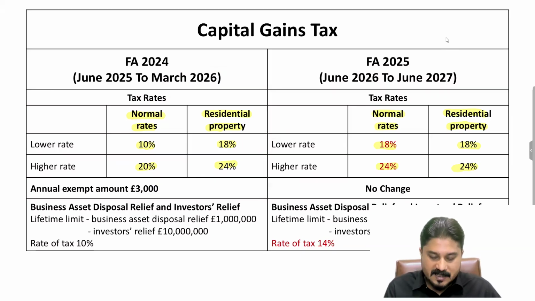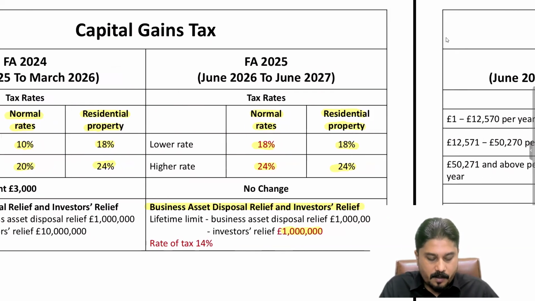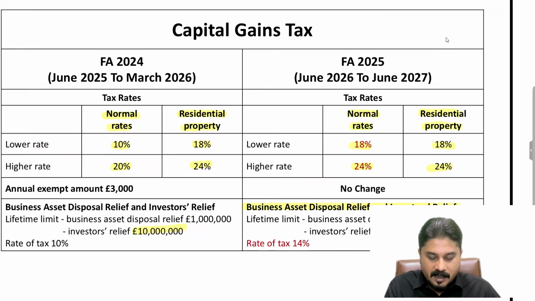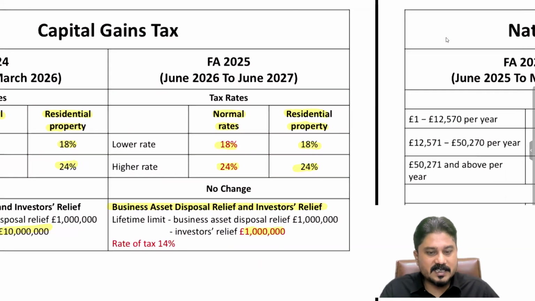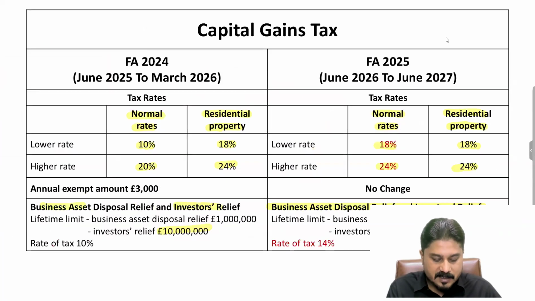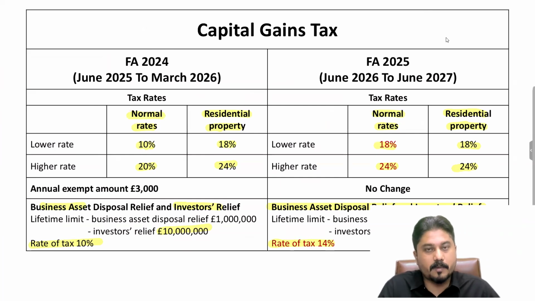With respect to the business asset disposal relief and the investor relief, the annual limit is changed from 10 million to 1 million. Previously it was 10 million. Now the investor relief limit is changed to 1 million. And for both these, the previous tax rate was 10%, but now for BADR and the gains qualified under investor relief, the relevant percentage has increased to 14% from 10%. So yes, there is a change.